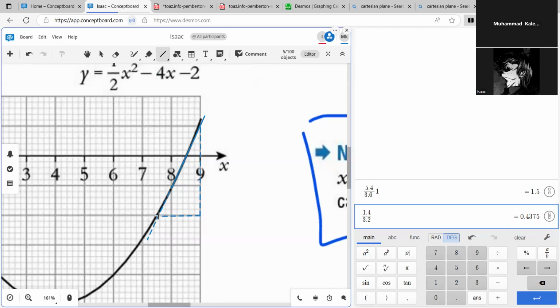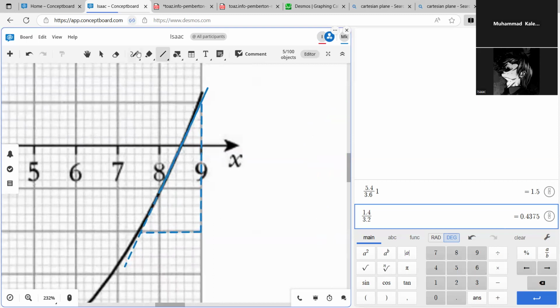We can take this triangle and its gradient will be positive. Why? It's upward, not downward. You can take this one as a triangle, or here you can take this triangle like this. You can take any. If you want to take the bigger one, it's okay even in that case.